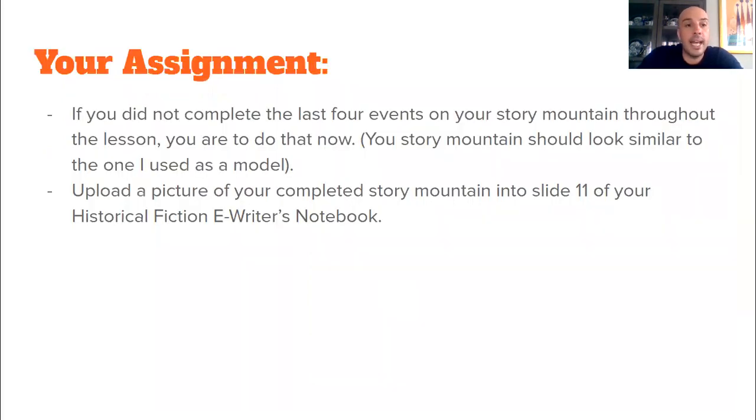Okay, so your assignment today, if you did not already complete the last 4 events on your story mountain throughout this lesson, you need to do that now. And your story mountain should look as similar to mine as possible. Today, you are going to be uploading a picture of your completed story mountain into slide 11 of your historical fiction e-writer's notebook. Your teacher needs to see your completed story mountain before you start drafting your diary entries.